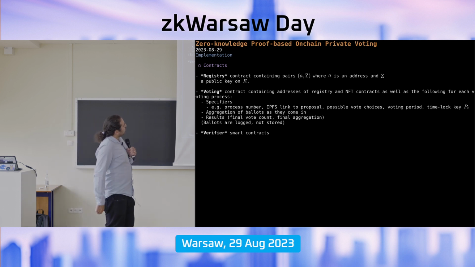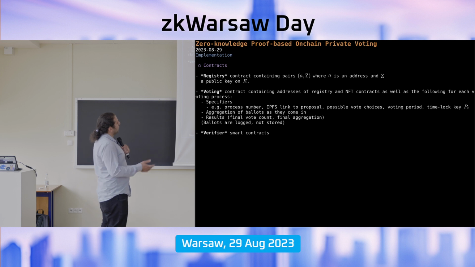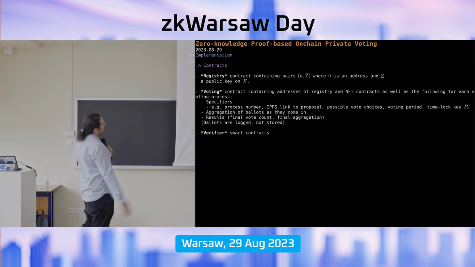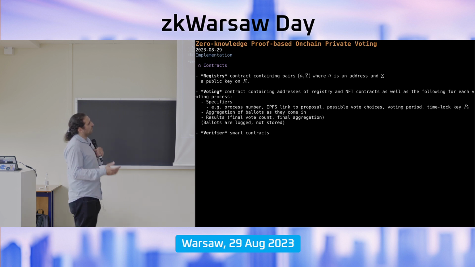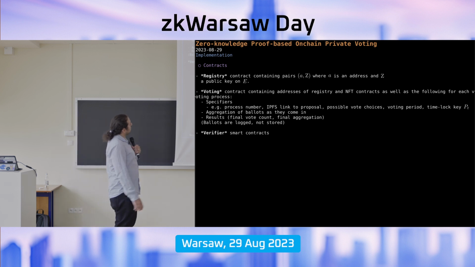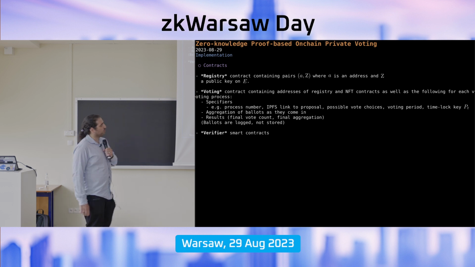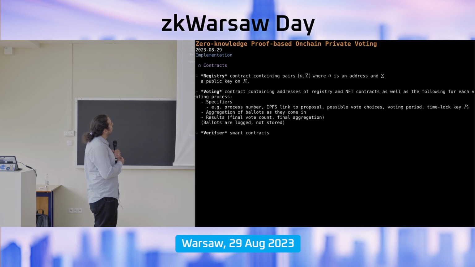We have the voting contract, which basically contains all the necessary data. So this would be deployed by each DAO. You'd store in it basically the various proposals in the form of process numbers, maybe an IPFS link to the proposal, possible vote choices and actions, voting period, and time lock public key. The results would also be stored, but ballots would be logged, not stored in the contract. And we assume also some verifier smart contracts to verify the various snarks, depending on what proving system you use.